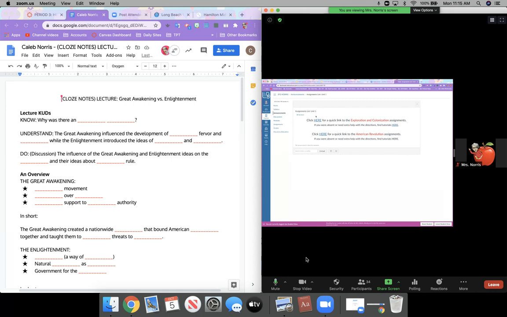For our exploration and colonization, you had a list of links for each of the assignments. Now we are moving on to the American Revolution. So if you could click on the word here, please, and it's going to take you to our assignments list. Now, the assignment number 2 listed here, the reading for 5.1, is not live. So please don't worry about that. We're focused on number 1, which is these closed notes.